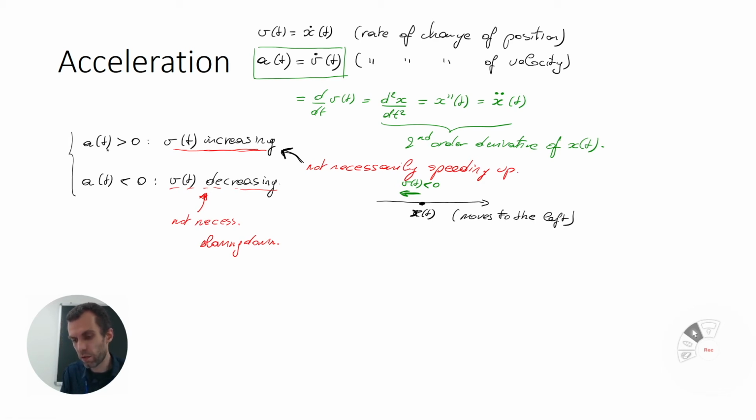And here, if a of t is positive, then what that means is that the acceleration counteracts the velocity. It makes the velocity increase. The velocity is negative, however, so in magnitude the velocity becomes smaller, and what the particle actually ends up doing is the particle slows down.